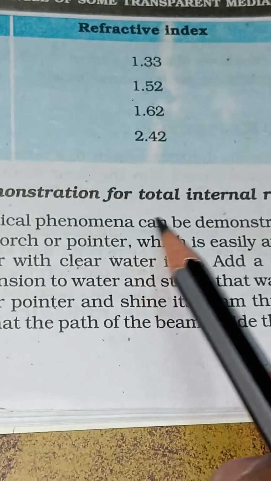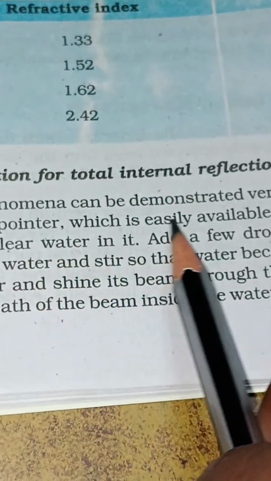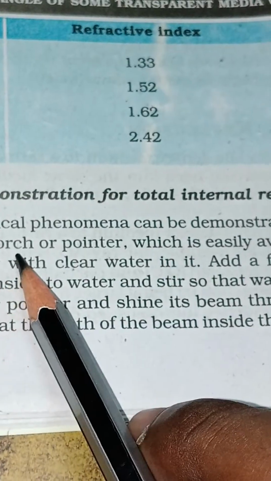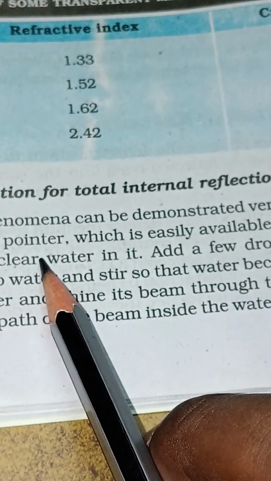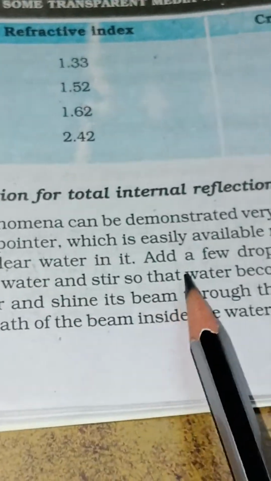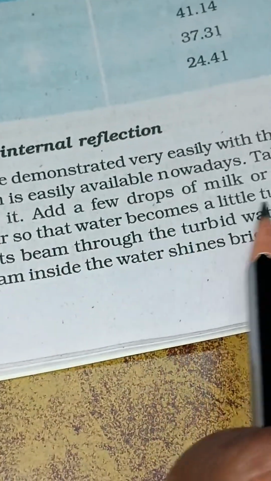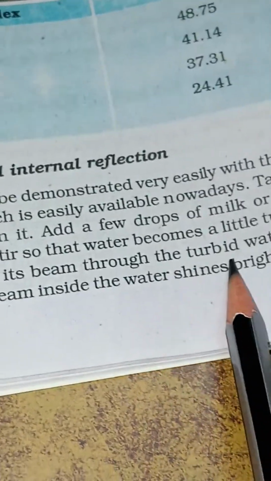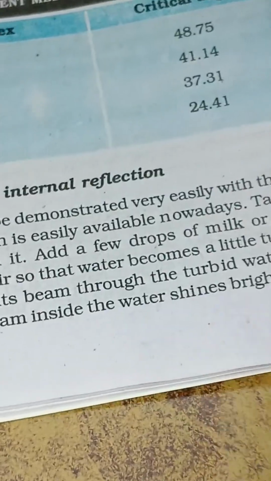The demonstration of total internal reflection. All optical phenomena can be demonstrated very easily with the use of a laser torch or pointer. Add a few drops of milk or any other suspension to water and stir so that the water becomes a little turbid. Take a laser pointer and shine its beam through the turbid water. You will find the path of the beam inside the water shines brightly.